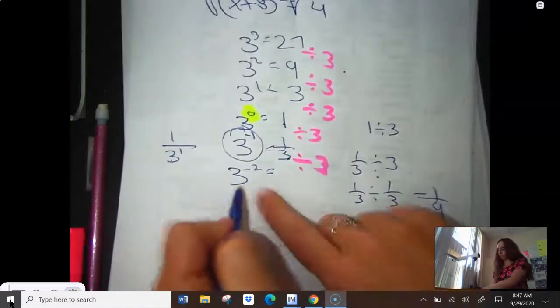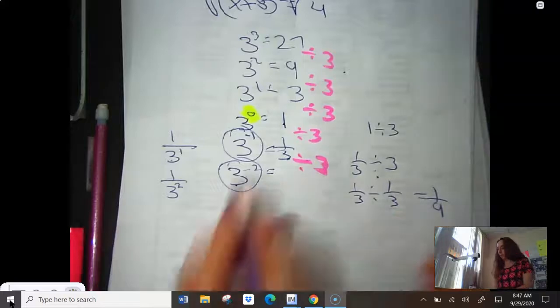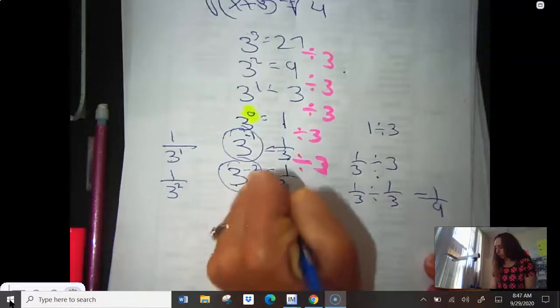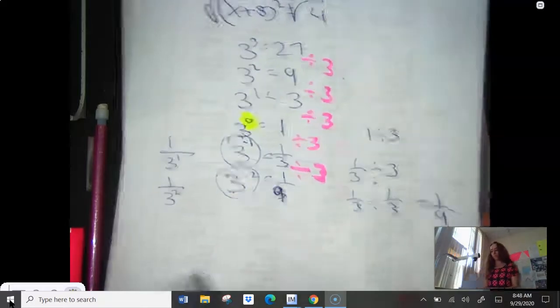Let's see if this makes sense. When I have a negative exponent, I move it to the bottom, it turns positive. Hey, 1 over 3 squared is 1 over 9. So there are patterns. It wasn't just made up because they were bored on a Tuesday.